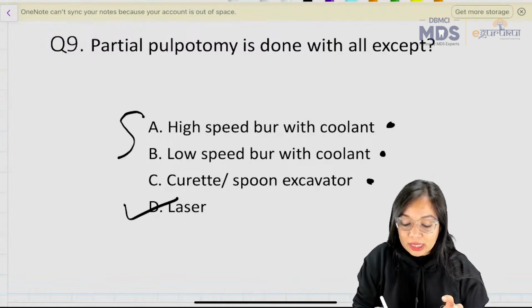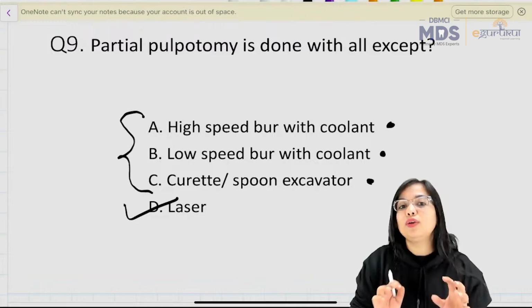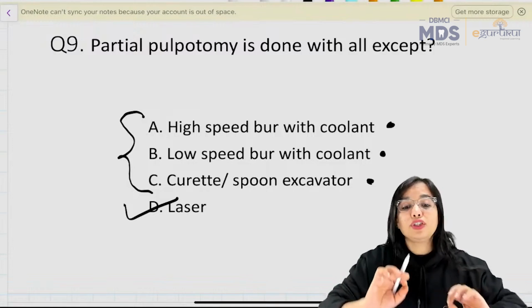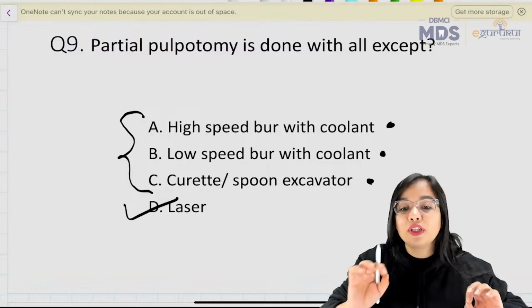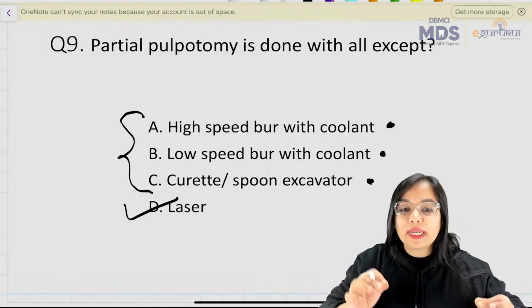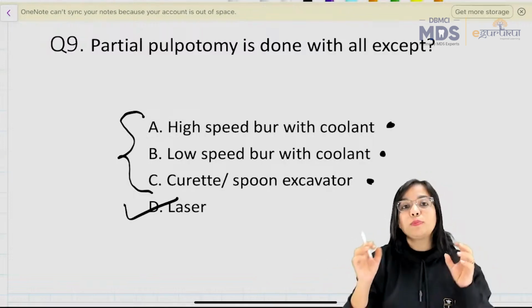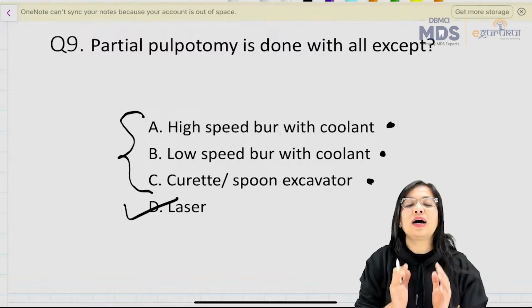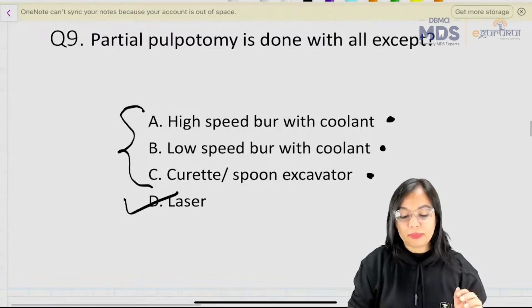All these three can be very well used in the conventional procedures of pulpotomy. Hence, we choose high speed rotary burr with coolant, followed by low speed with coolant, as well as use of spoon excavator for a conventional pulpotomy procedure, and lasers are the least preferred treatment.